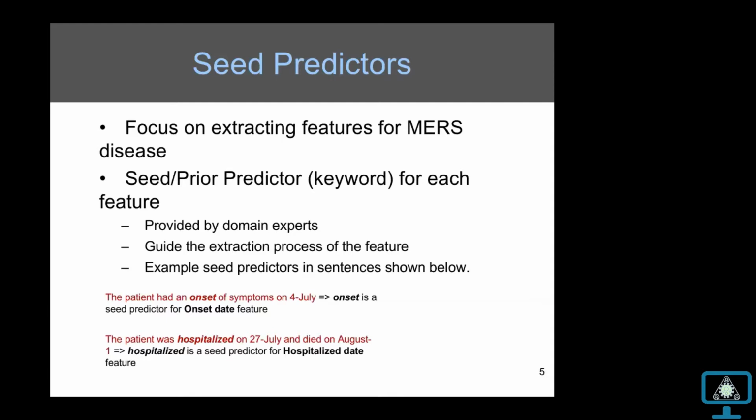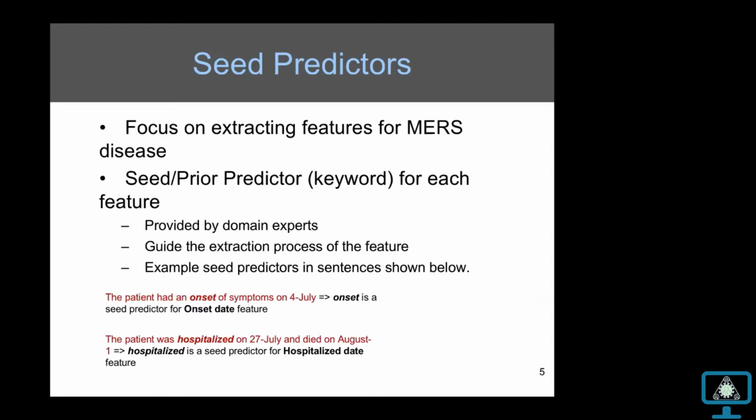And the seeds are typically provided by domain experts because that's typically what they search for. One could use the seeds as a starting point, but they won't be sufficient. They can help you guide the extraction process, but they won't be able to trap all the situations in which people describe these incidence reports.